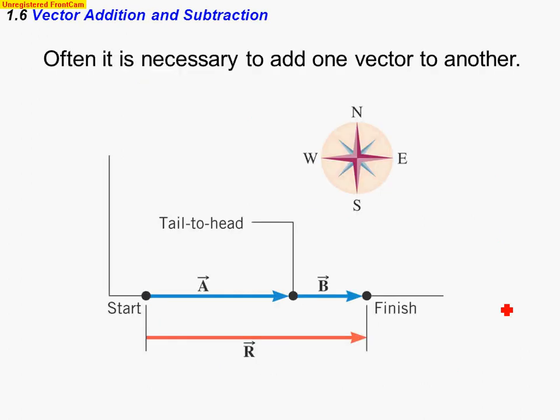Alright, so if we want to add two vector quantities together, we use a technique called tip to tail, or here they're calling it tail to head, head being the tip of the arrow.